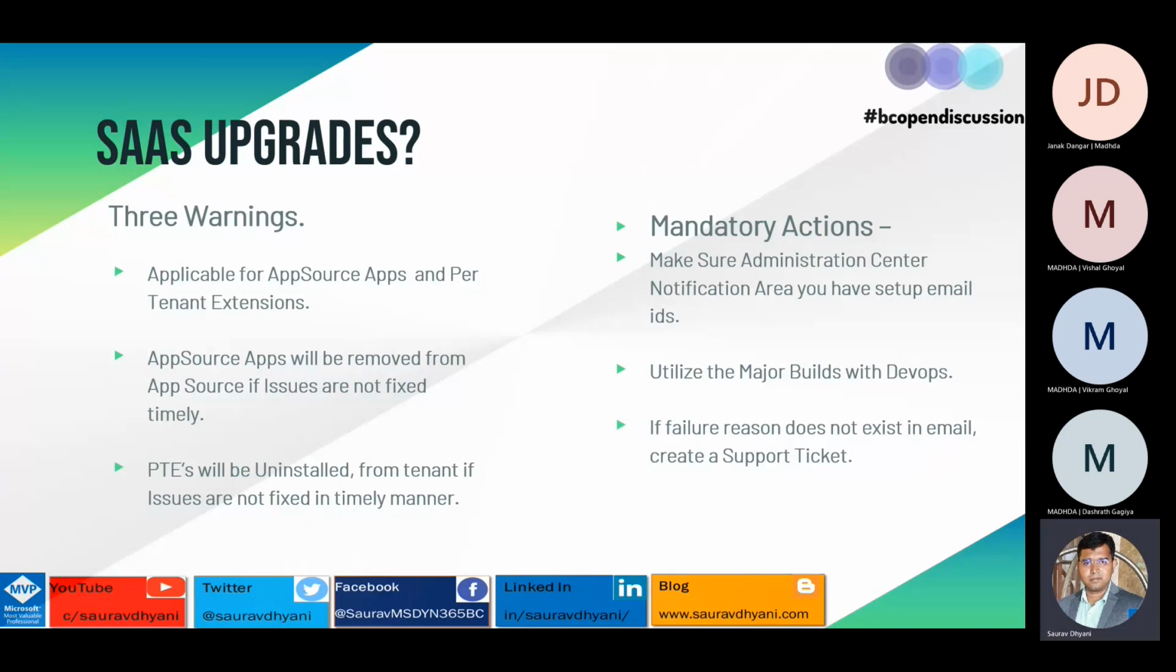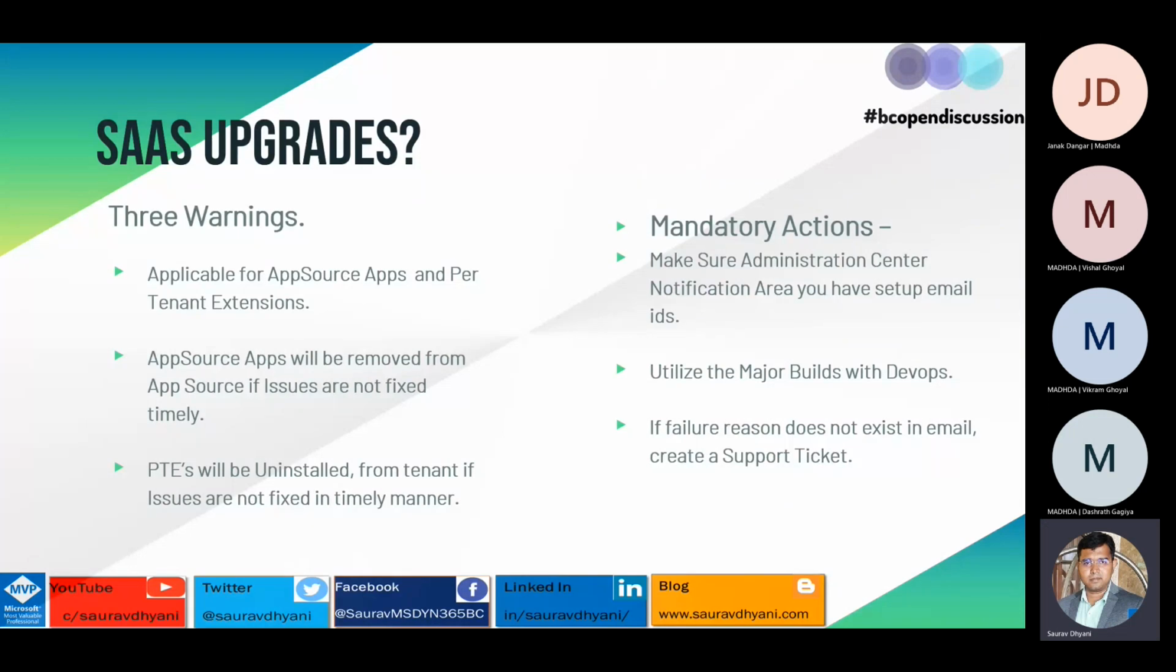So if you don't see the reasoning why the upgrade failed in the email that you receive from Microsoft through this notification, make sure you create a Microsoft support ticket and let Microsoft tell you why the upgrade cannot be done. I have requested Microsoft in my last ticket that somehow they make sure that the reason why the upgrade failed is part of the email that we receive. But until that happens, if you don't know the reason why the upgrade failed, create a support ticket and get that detail from Microsoft.